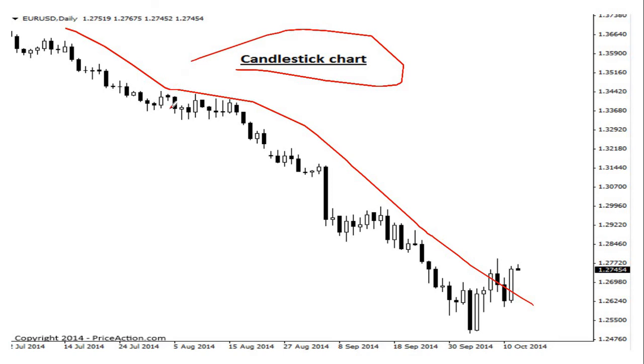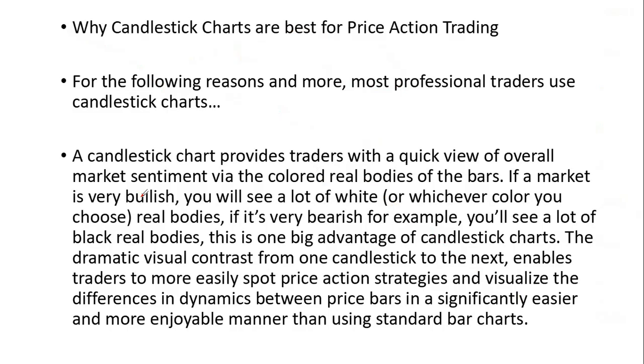As you can see, black is a representation of sellers, while white is a representation of buyers. In another color scheme, buyers are represented as green while sellers are represented as red. So don't confuse yourself. These are the common colors which are used.